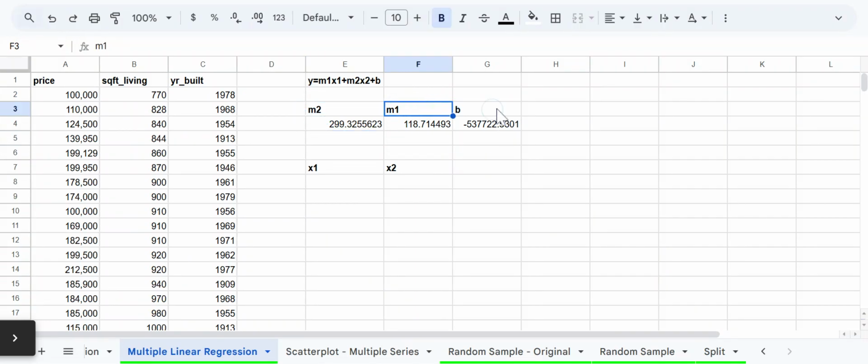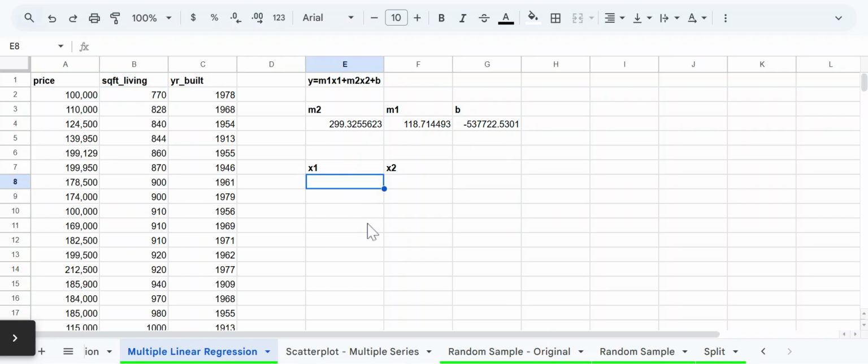It outputs the numbers in this order. The first number is slope 2. Second number is slope 1. The third number is your y-intercept. If you had more than two x variables, it would be in the same format. It's going to start with the slope of your last x variable, continue to the slope of your first x variable, and then end with your y-intercept. So this slope goes with year built, this slope goes with square foot of living, and this is your y-intercept.